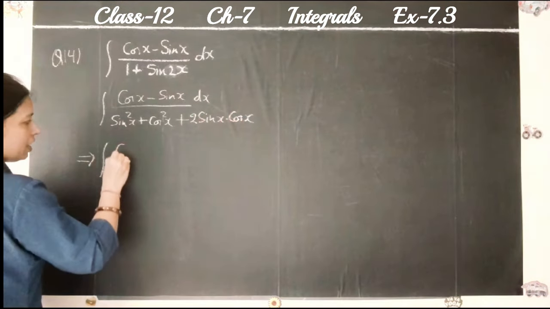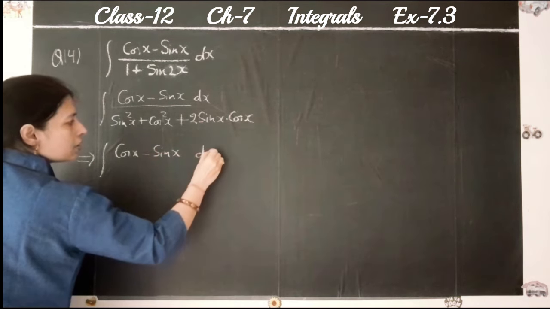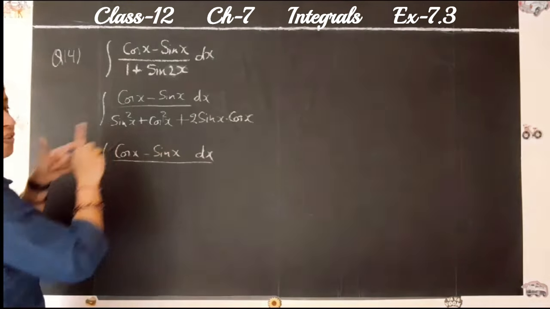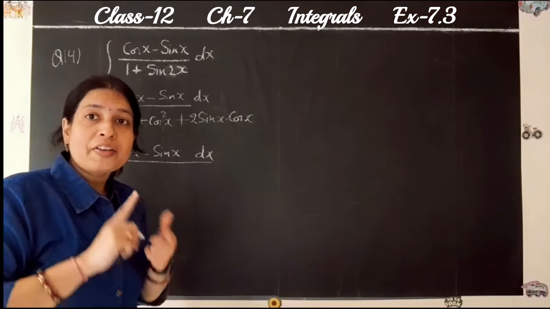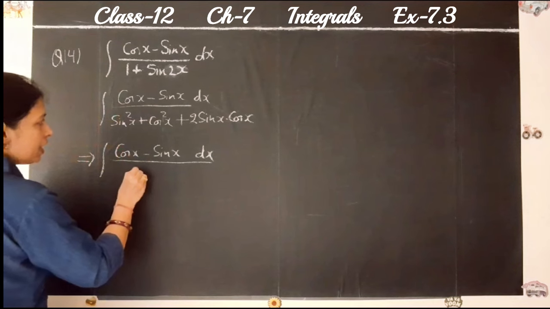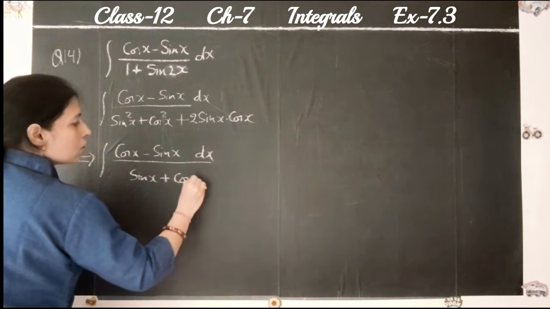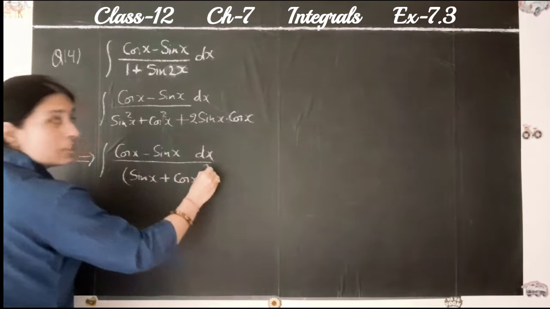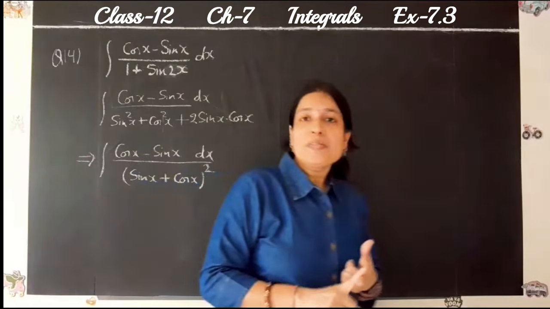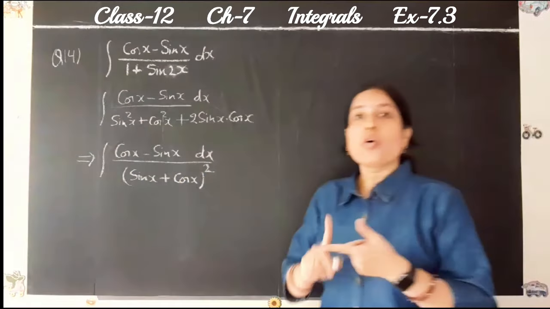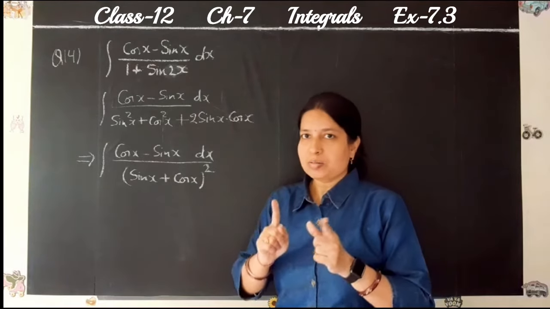Now we can write our integral, write cos x minus sin x as it is, and this one is in the form of a square plus b square plus 2ab. This is the formula of (a plus b) whole square. So we can write (sin x plus cos x) whole square. Now we know that the derivative of sin x is cos x and the derivative of cos x is minus sin x. So here we have to use the integration by substitution method.